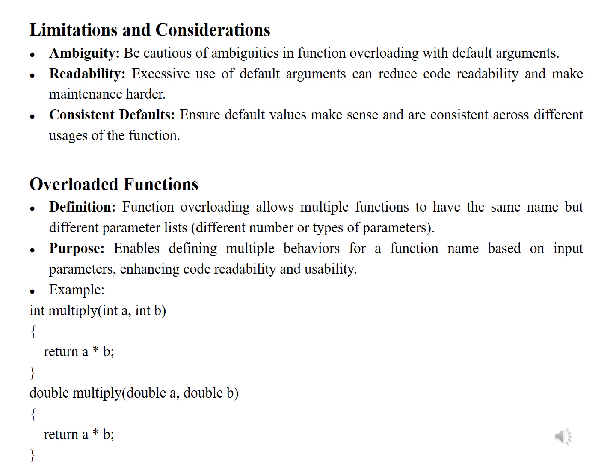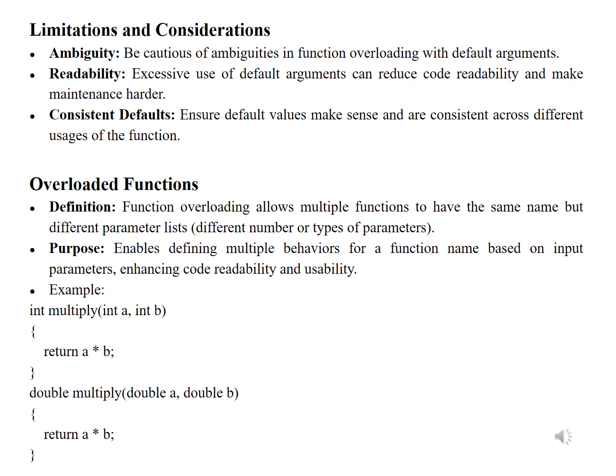Overloading functions. Definition of overloading functions. Function overloading allows multiple functions to have the same name but different parameter lists. It is a different number or types of parameters. Purpose is to enable defining multiple behaviors for a function name based on input parameters, enhancing code reusability and usability.